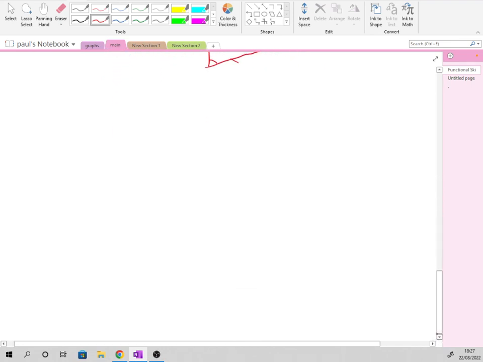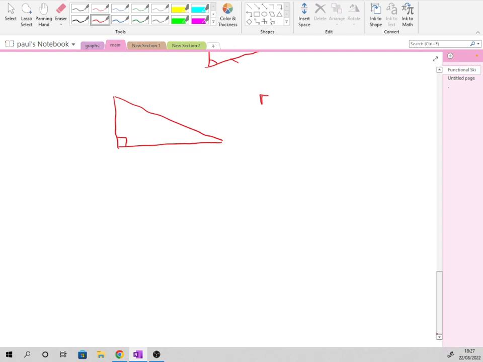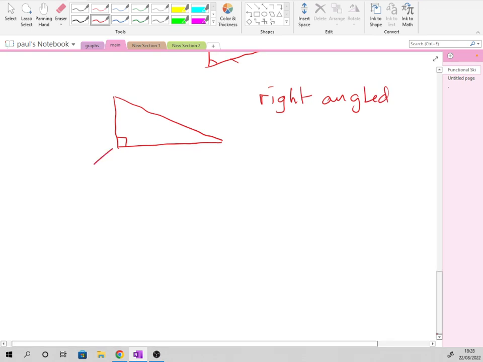Right. So the other one we're interested in is this little chap here. This is called a right angled triangle, because this is what we call a right angle. And remember that we've been marking angles so far with a little curve. When it's a square, that means it's 90 degrees.